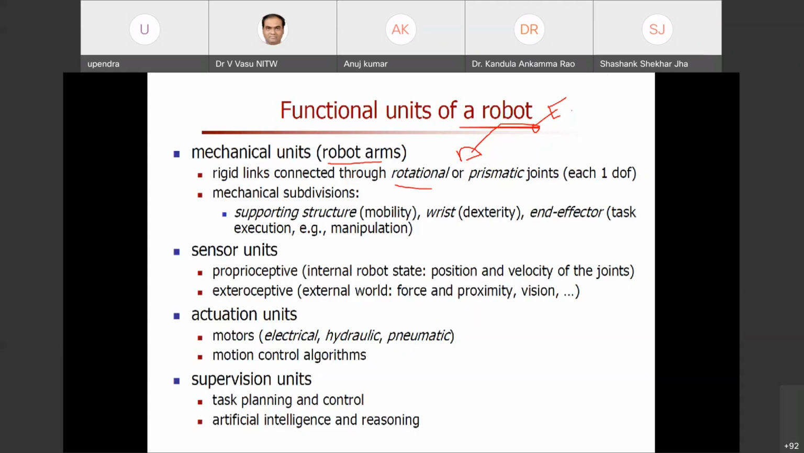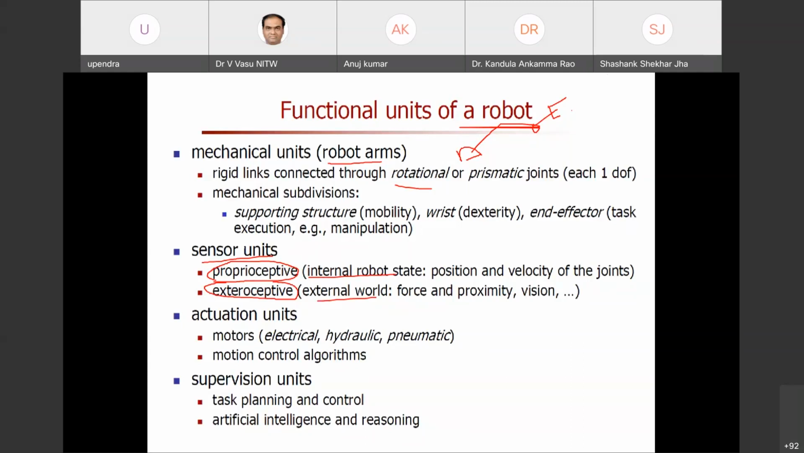We also have different sensor units, and these sensor units are mainly classified into two categories. One is internal, proprioceptive sensors, and the other is exteroceptive sensors, that is, internal and external world sensors. The sensors used inside the system are called proprioceptive sensors, and exteroceptive sensors are for the external world. The sensors that contact the external environment are called external world sensors.